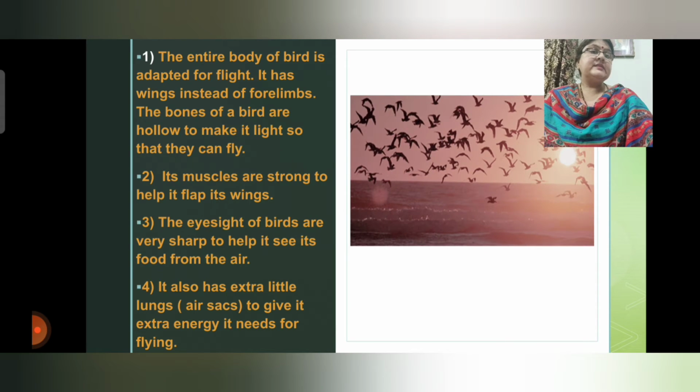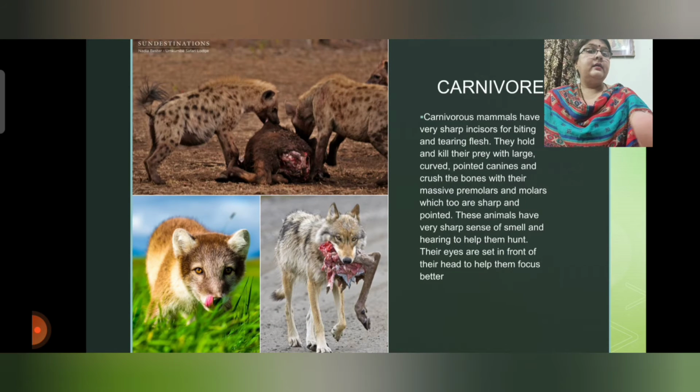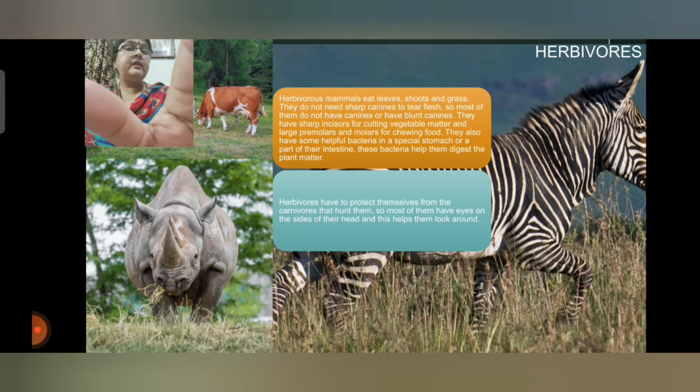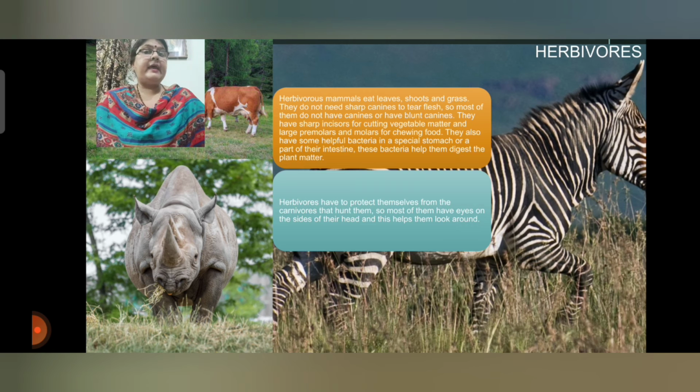Now we will discuss herbivores. What are herbivores? What features do they have? Herbivore mammals eat leaves, shoots and grass. They do not need sharp canines to tear flesh, so most of them do not have canines or have blunt canines. They have sharp incisors for cutting vegetable matter and large premolars and molars for chewing food.